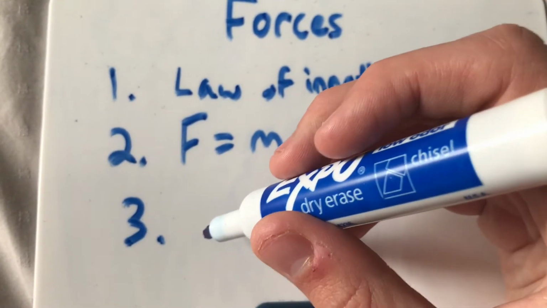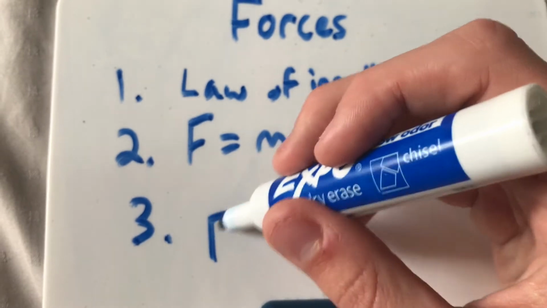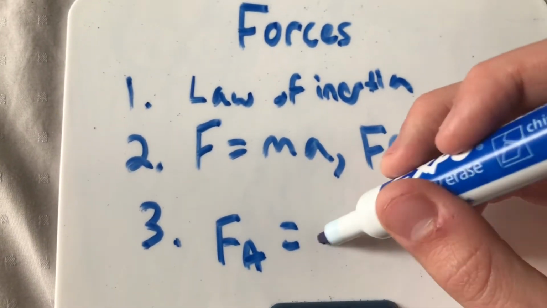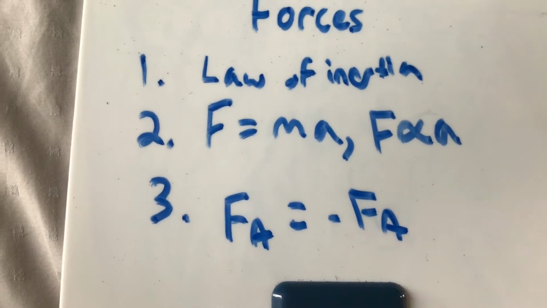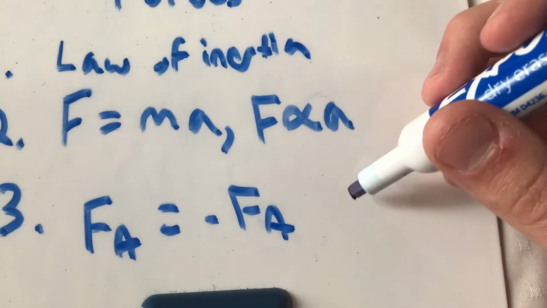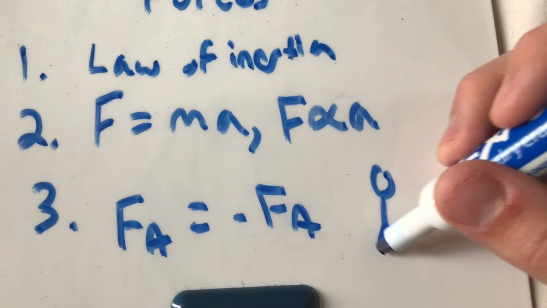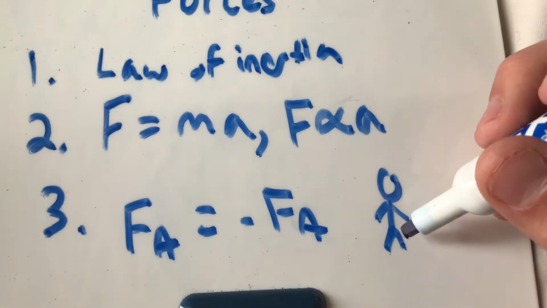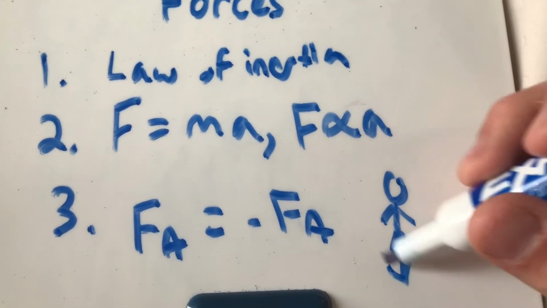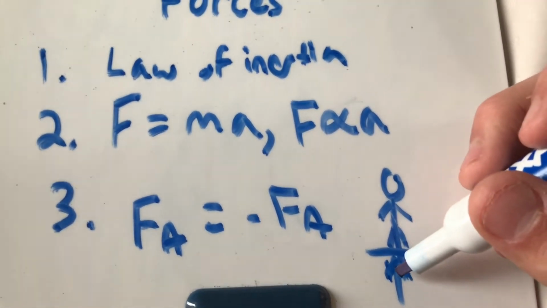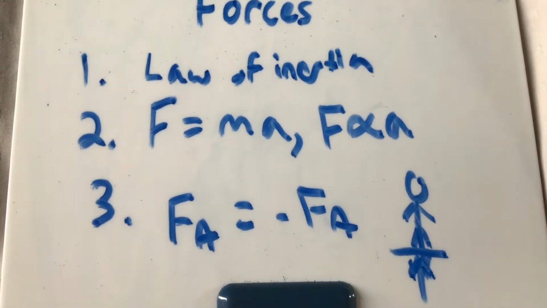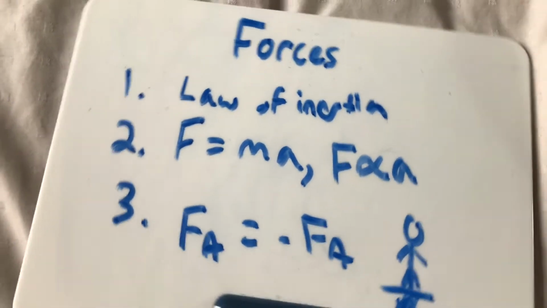Number 3, every force has an equal and opposite force. So as long as you're not accelerating, any force that you apply will have an equal and opposite one. The best example is if right now you are standing up, you have the force of gravity acting on you, but you also have a normal force exerted from the earth onto you, which is equal and opposite to that. Let's get into some examples.